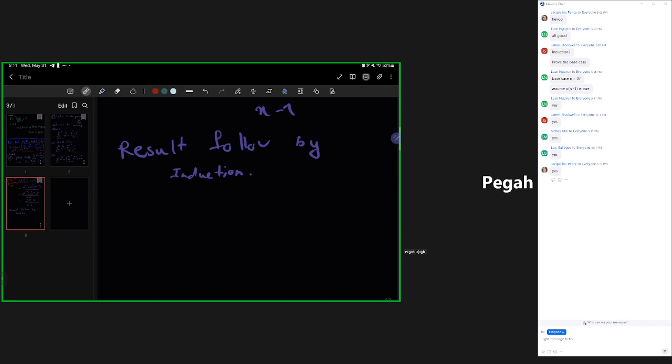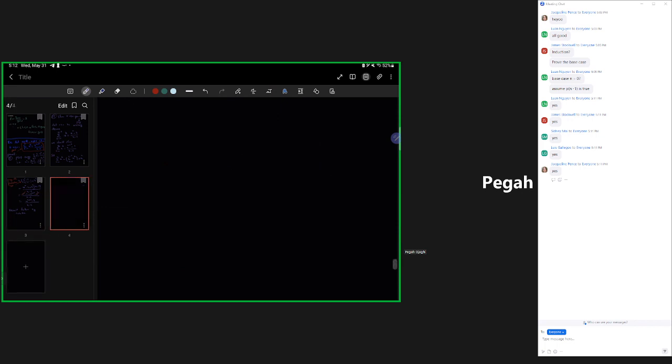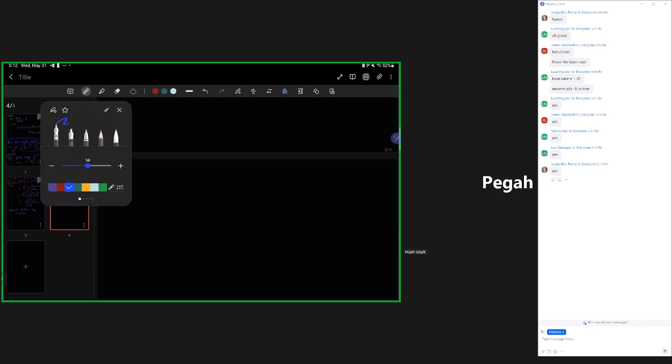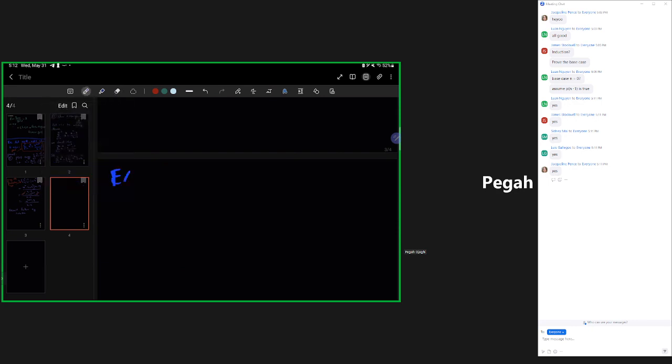Okay. That was one of the questions. Let's do another example. Say we define T of n for all positive integers by this definition.